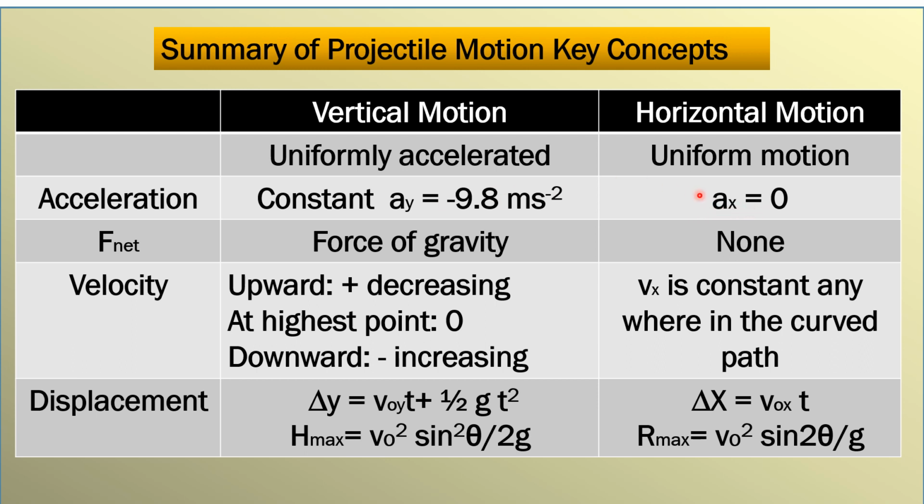This is because the net force acting on the projectile, along the vertical, is just the force of gravity, and that is always directed downward. Hence, the acceleration is constant at negative 9.8 meters per second squared, but for the horizontal component, there is no net force, and therefore, the acceleration is also equal to 0.